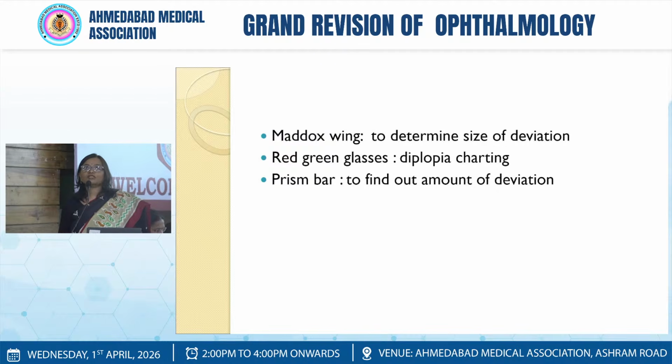In squint, you just need to remember what is exotropia. Exotropia is an outward deviation and esotropia is an inward deviation, and you have to remember the nerve supply and origin and insertion of all extraocular muscles. These are at least the things we wish you to know.